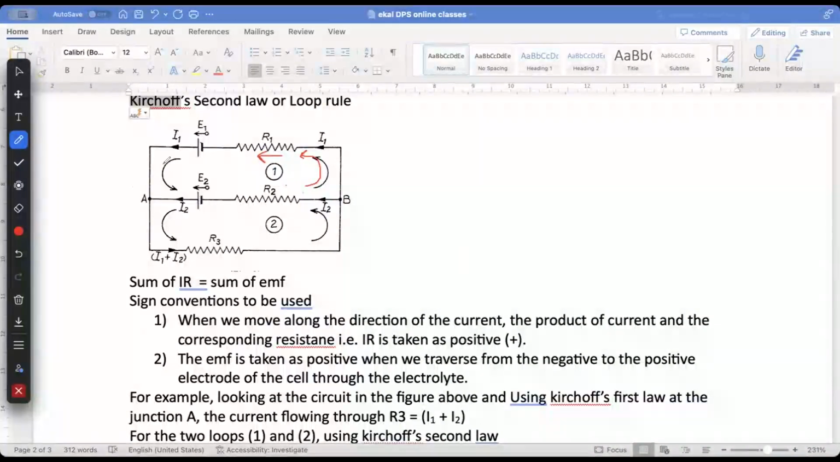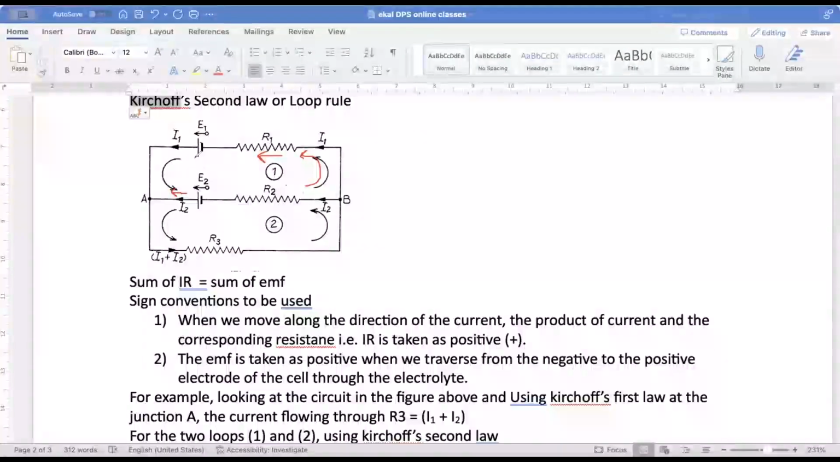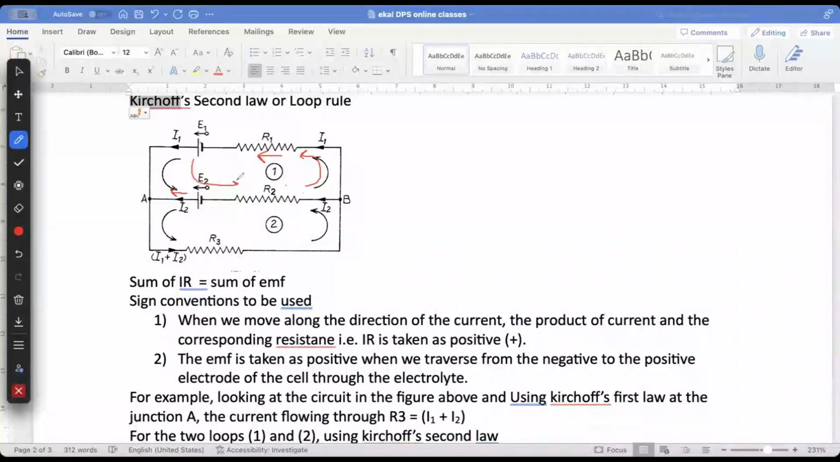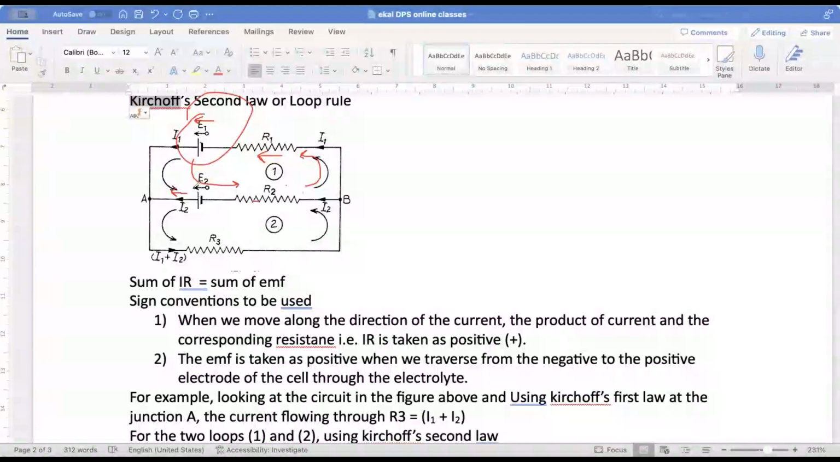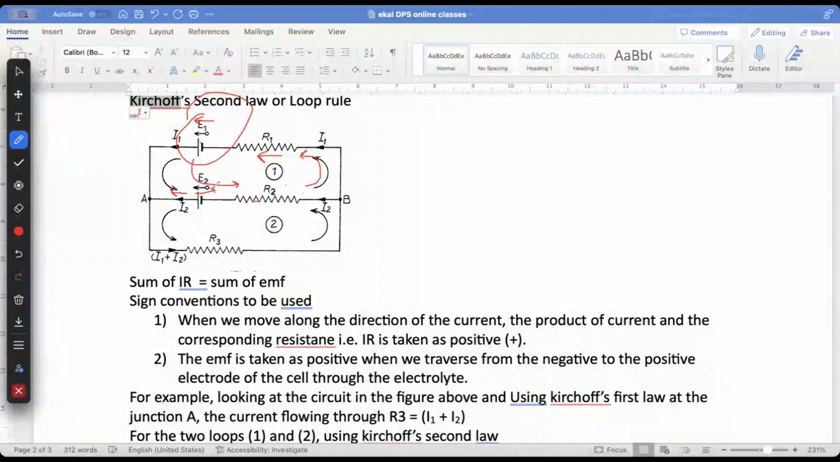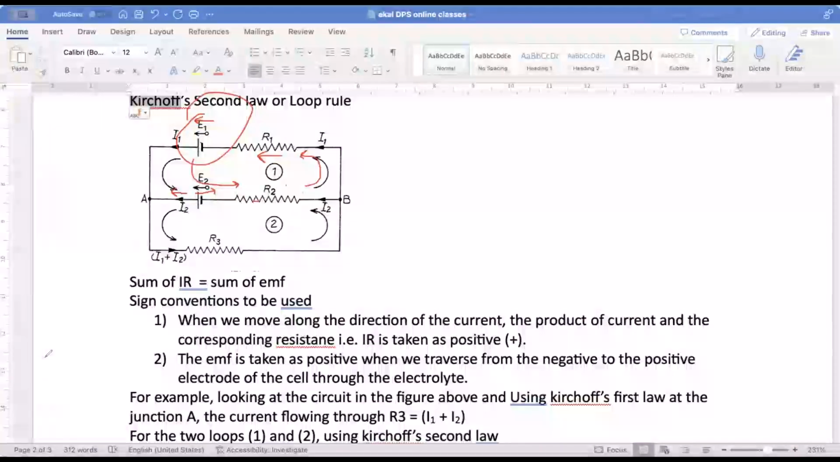And here, when it comes in this direction, this is the direction of current, and I2 is moving in this direction. It's shown over here, and the loop we have taken goes this way. So here we'll take minus I2 R2, right? And the EMF, if we look at this, is pointing from negative to positive, so it will be taken as positive. And here E2 is in the reverse direction, it's moving against the loop, so we'll take it as minus.